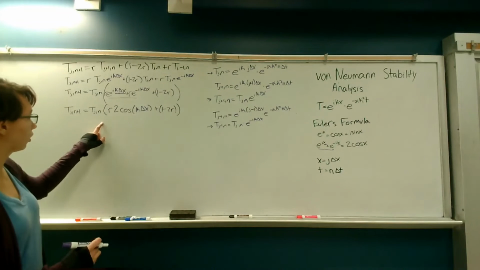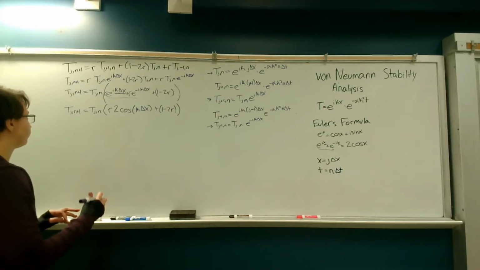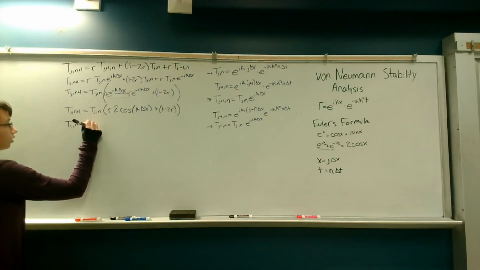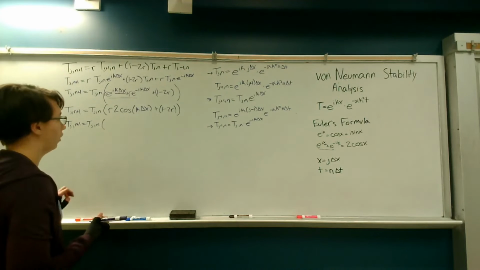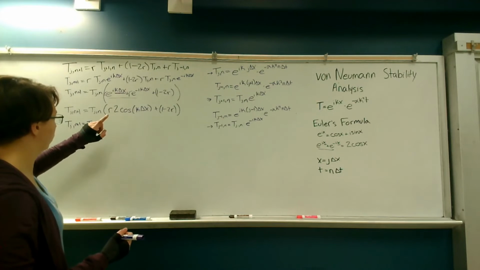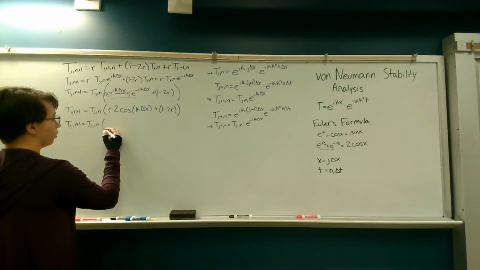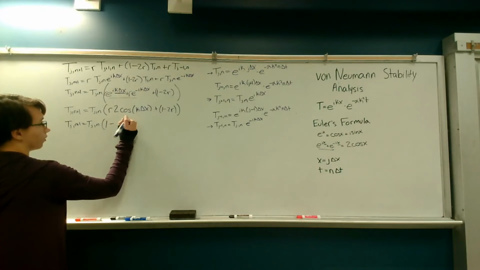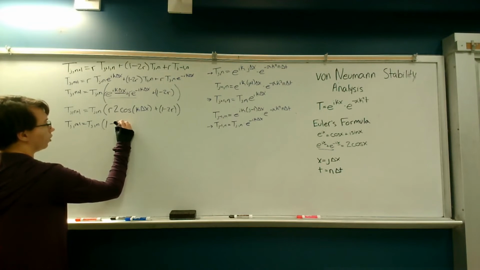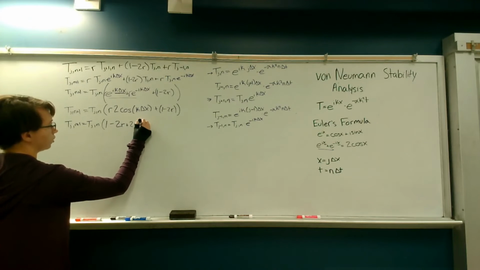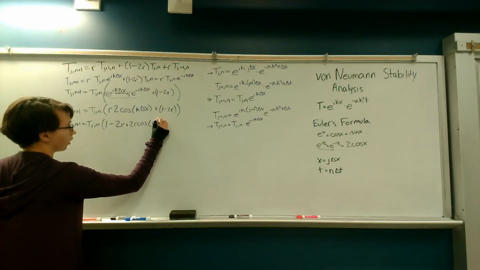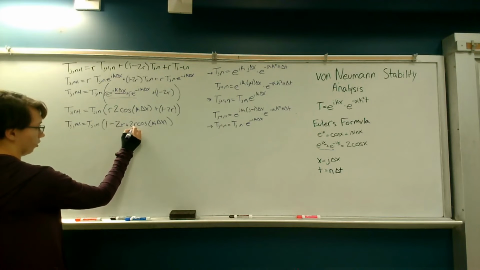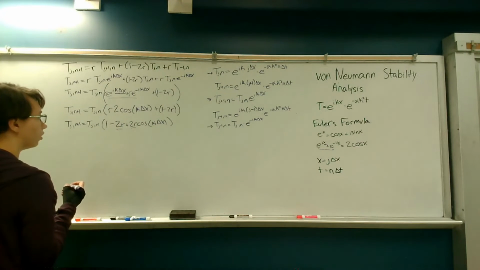Alright, so now we want to combine this a little bit. Again, T at j at n plus 1 plus T at j at n. And then we have, so we'll have 1 minus, I'm just going to write everything out, so 2r plus 2r cosine k delta x. So then this one we can factor out the 2r.